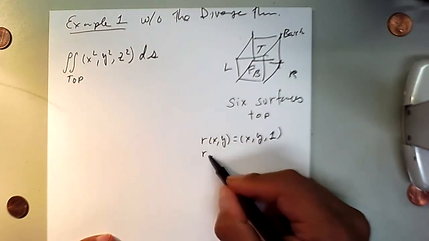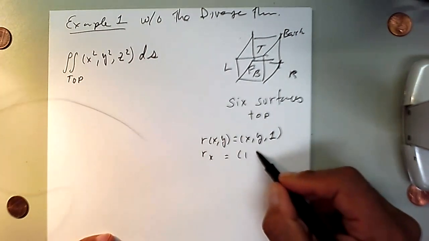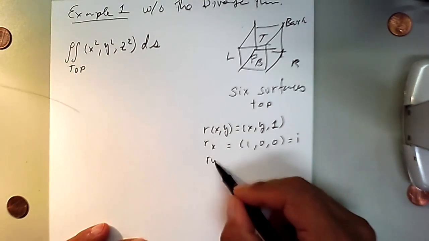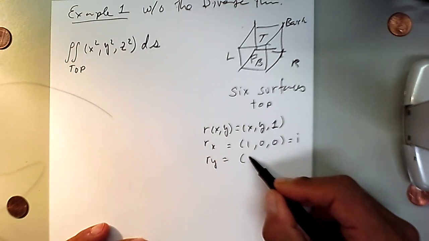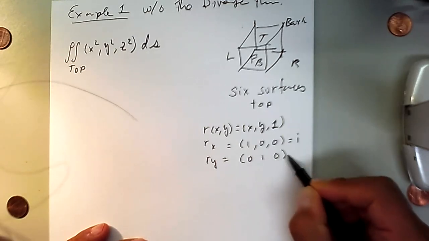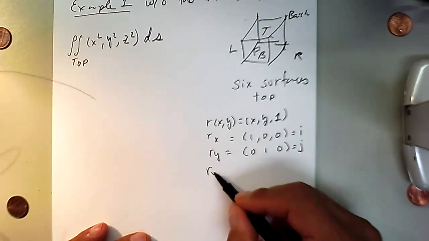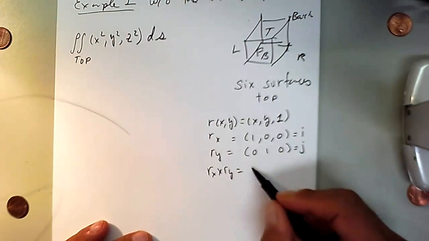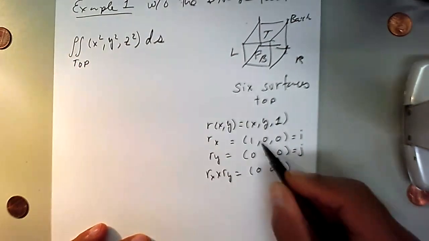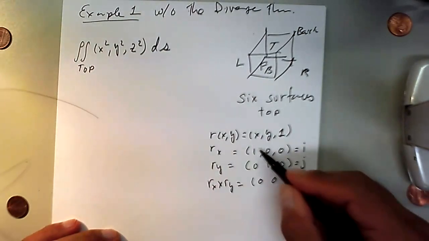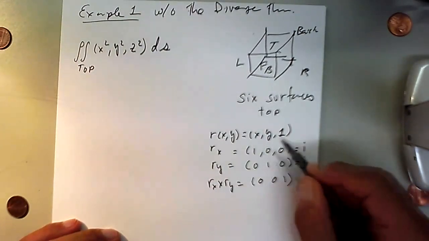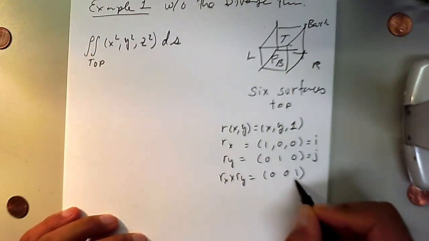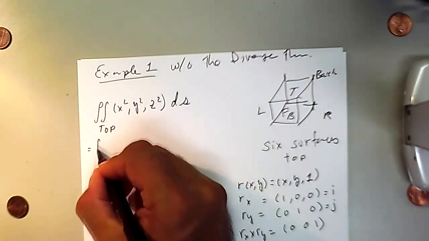So r sub x is going to be 1, 0, 0, which is equal to the vector i. R sub y is equal to 0, 1, 0, which is j. And then when we cross r sub x with r sub y, we cross i and j, and everybody knows that that is going to be k, or 0, 0, 1. Or you can just do the multiplication yourself. Yep.